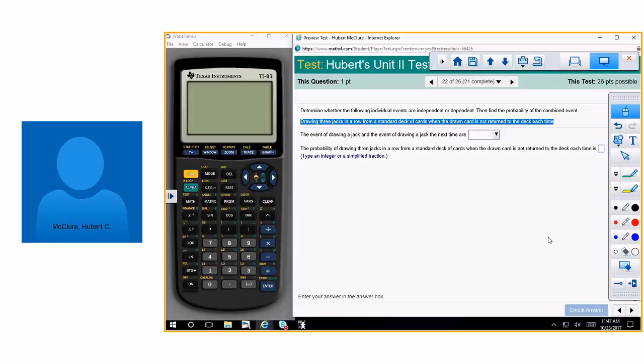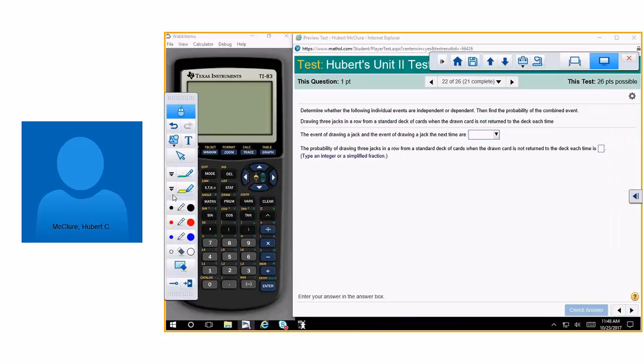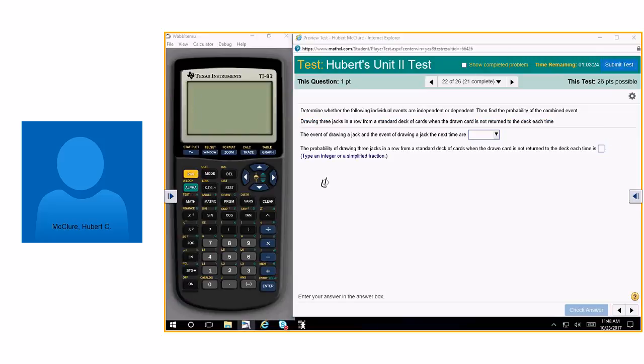Now, how many? Well, it doesn't matter because you're only going to pick how many. 3 jacks. Drawing 3 jacks in a row. So that means 3 times. So the first one is going to be, how many jacks are there? There's 4, right? So the first draw will be 4 over what? 52. Then 3 out of what? And then 2 out of 50. Which this will be 1 out of 13 times 3 out of 51 and 1 out of 25.